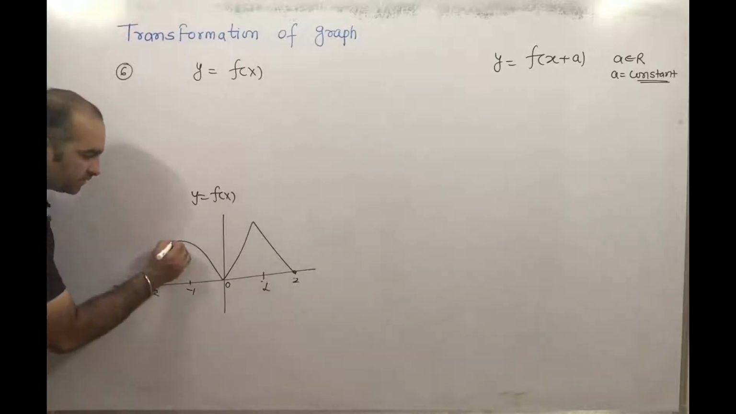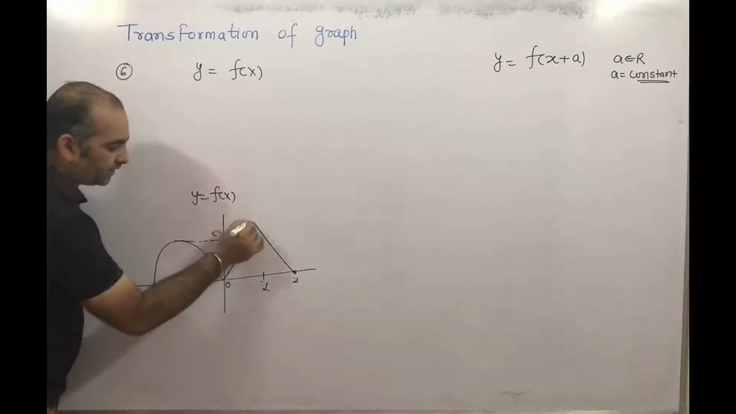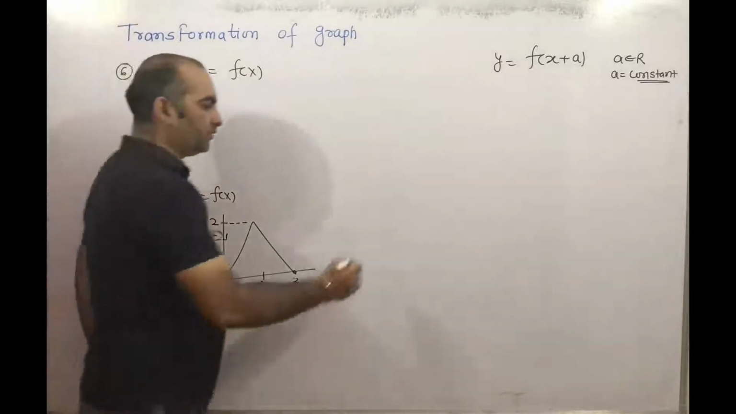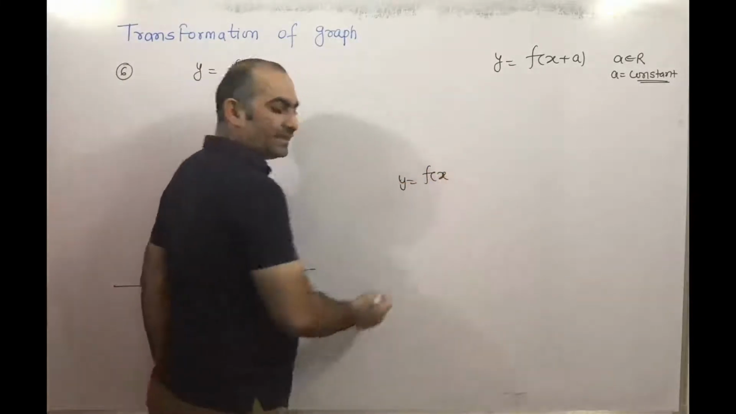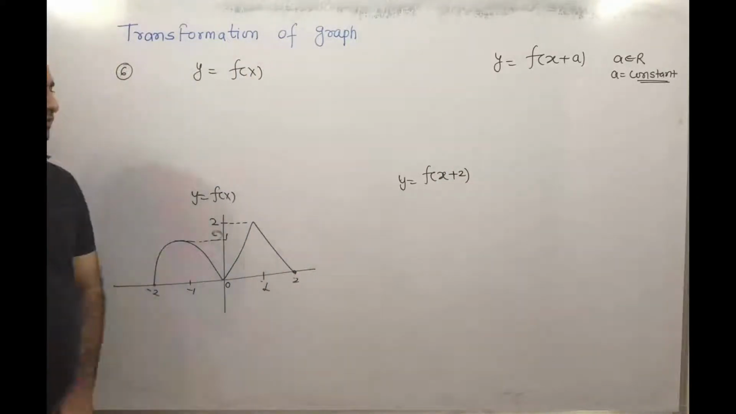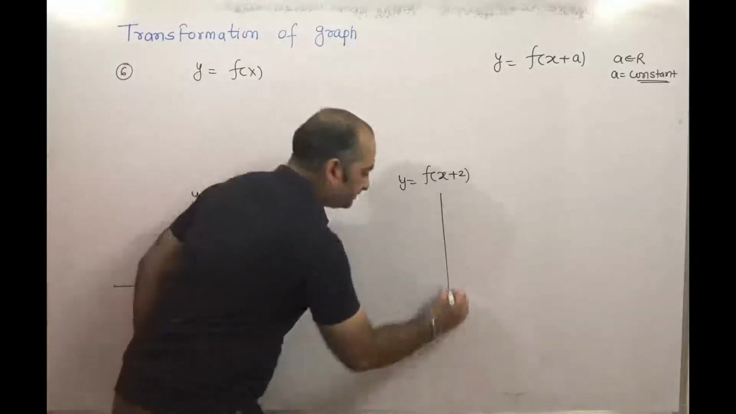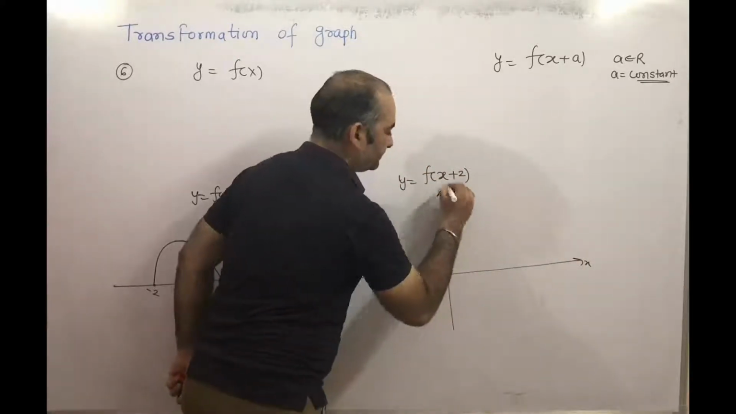So this point is what? This point is 1, and this point is 2. Then we want to draw the graph of y equal to f(x plus 2). How to draw this graph? Very simple: this is the x-axis, this is the y-axis.